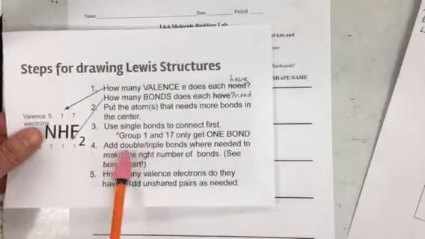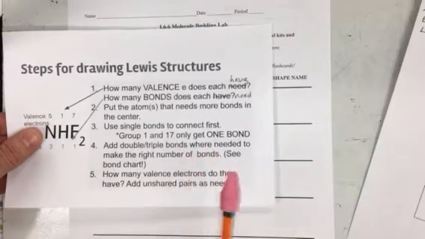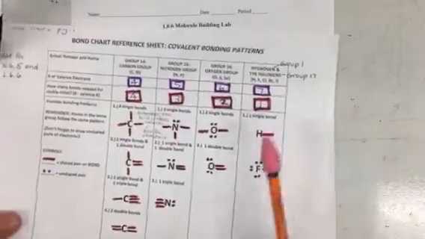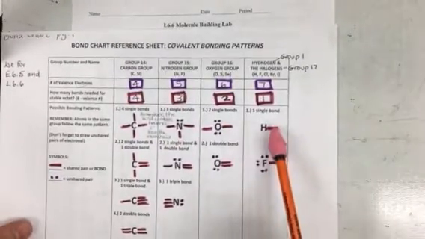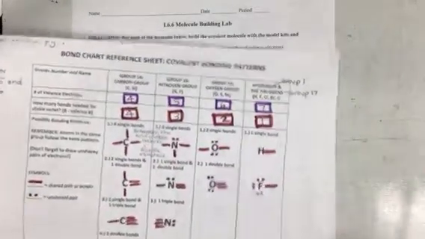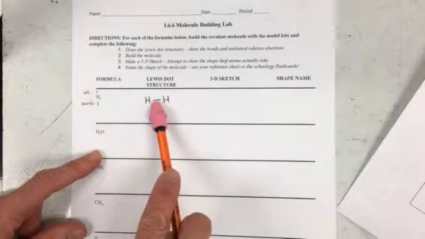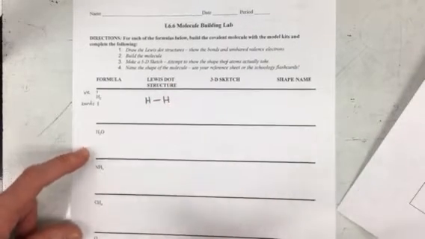So number 4, add double and triple bonds where needed. We don't need any more. And another place we can check is the bond chart. See how H only has 1 bond showing? And so I should always only see 1 bond touching an H in all of my Lewis structures.